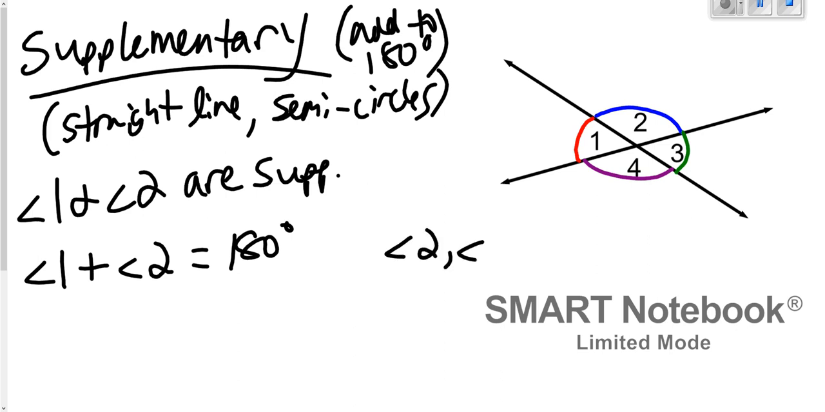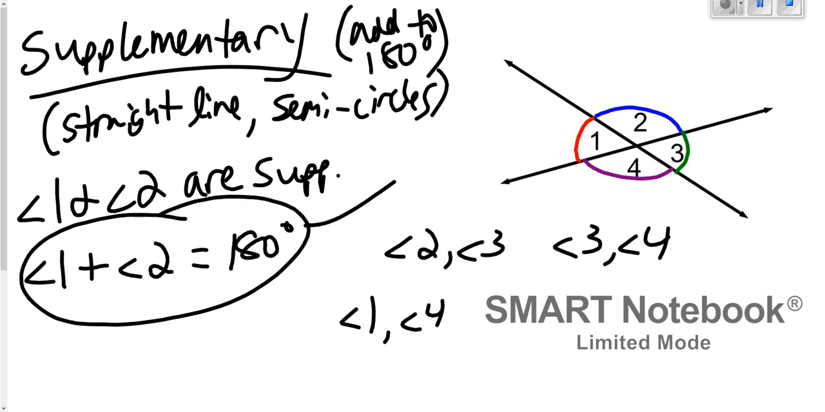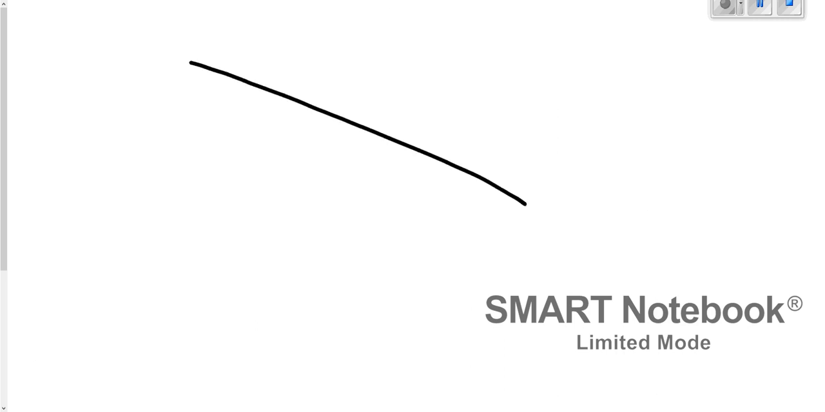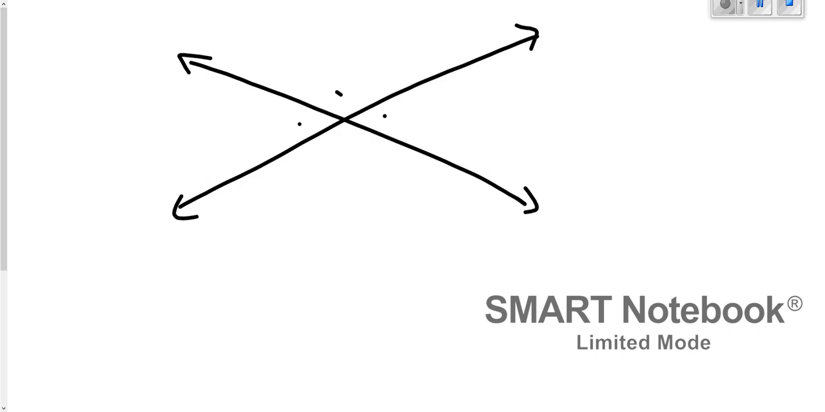There are other examples. Angle 2 and angle 3 are supplementary. Angle 3 and angle 4 are supplementary. And angle 1 and angle 4 are supplementary. So I can write similar equations to this for all three of these other examples. So let me put an example on the board real quick. Here's a line. I'm going to intersect it with another line. So you can see we create these four angles.